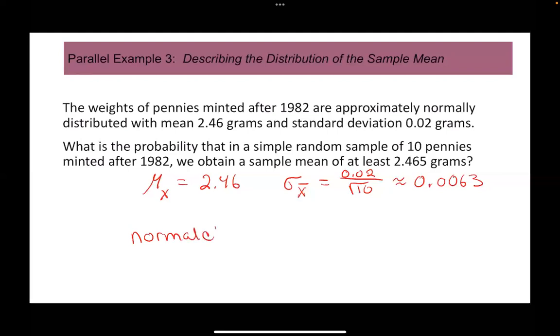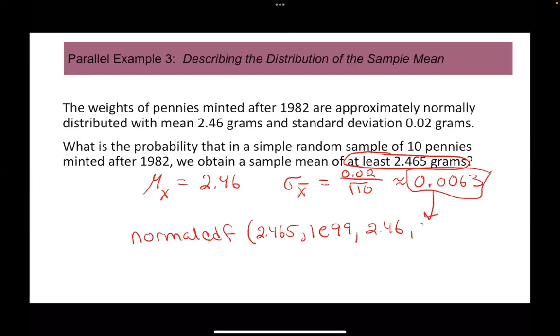We want to know at least 2.465 grams, so it's 2.465 or greater. So we have 2.465, 1E99. The mean is 2.46. The standard deviation is this one right here, the one you just calculated. So go ahead and normal CDF that in your calculator. At least normal CDF, that isn't the scary one. At least I don't think that's the scary one.